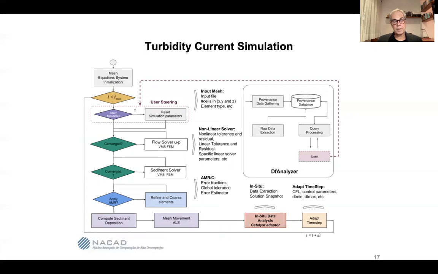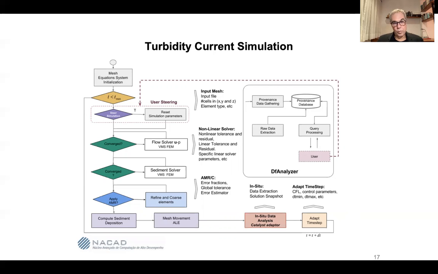So basically, the workflow for the turbidity current simulation for the fully resolved 3D formulation is: you generate the mesh, you initialize, and then you start the time step loop. If needed, you can steer the simulation by resetting simulation parameters at runtime, using that box, where we can see DfAnalyzer, which is our data analysis tool.